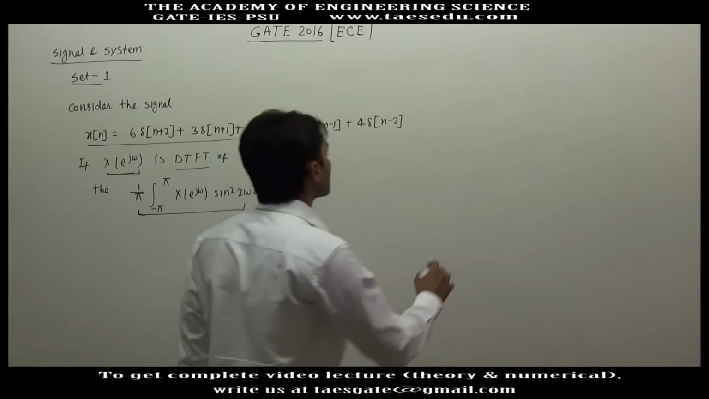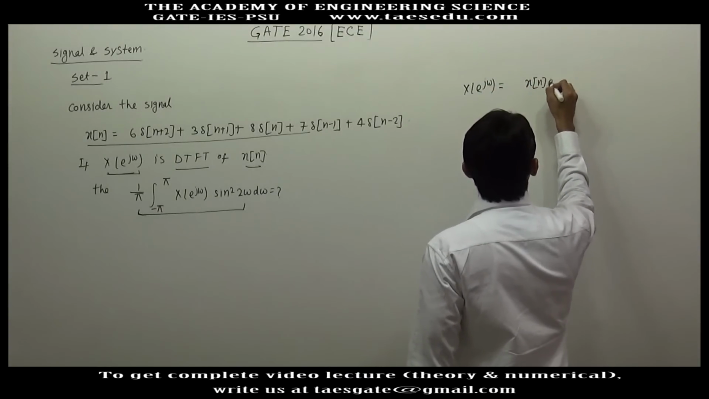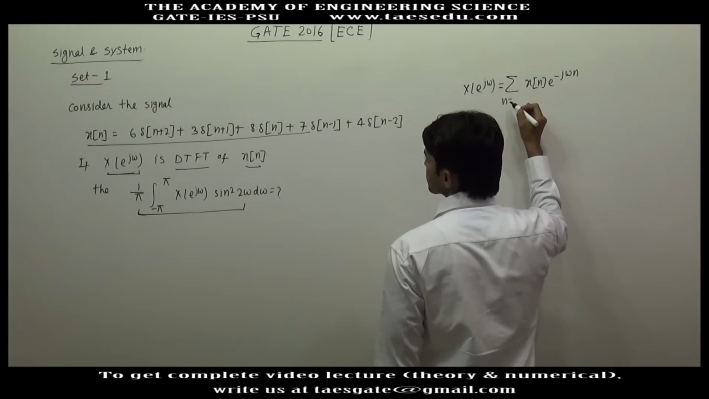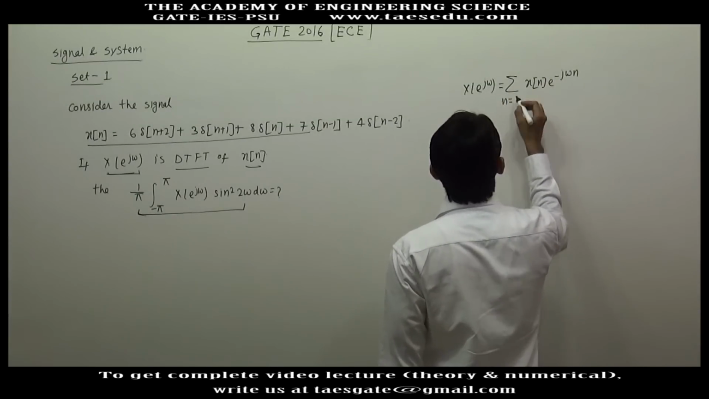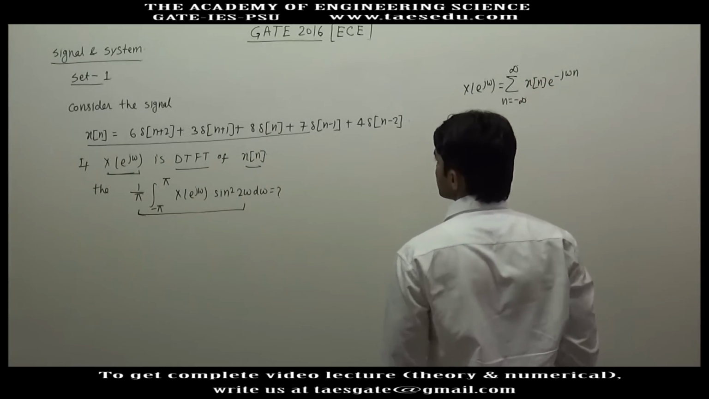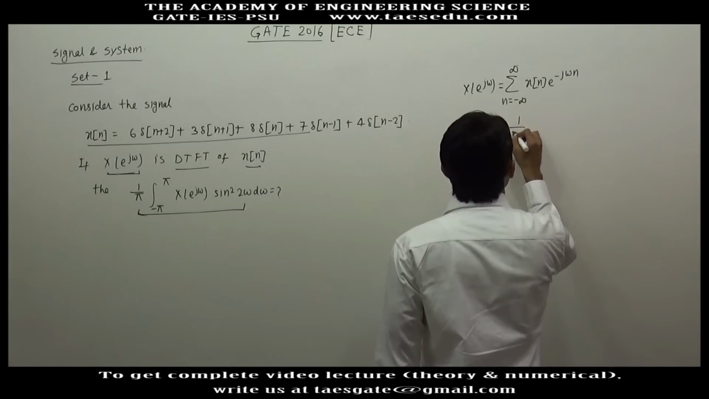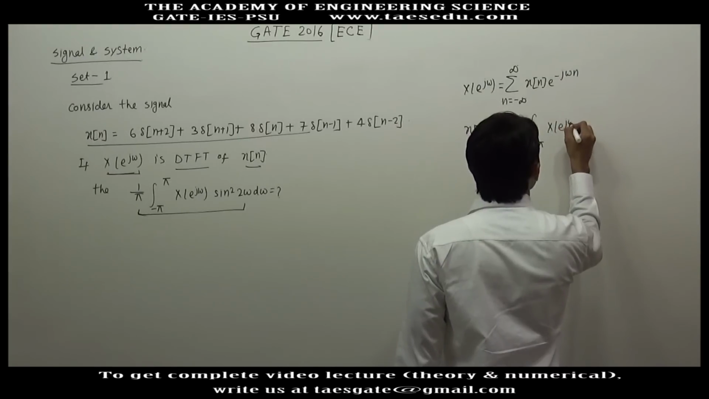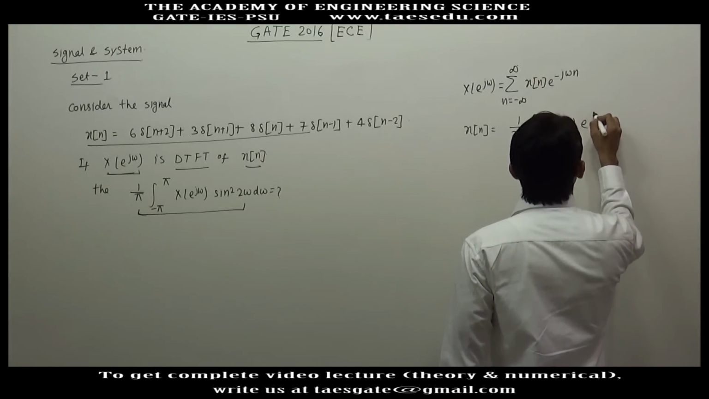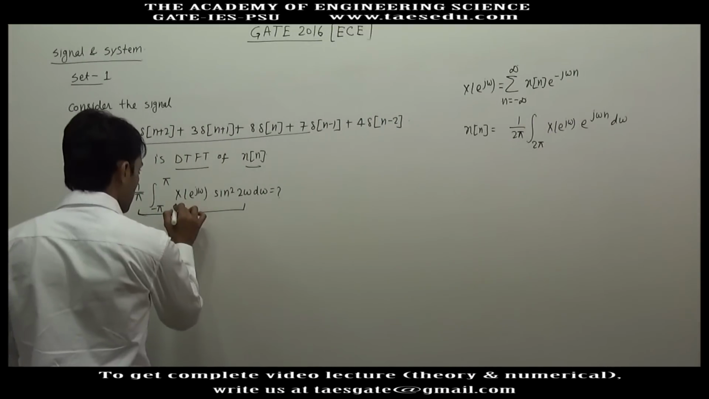In this type of question, we write the formula for X(e to power j omega). This is summation of xn e to power minus j omega n, with n from minus infinity to plus infinity. And xn is 1 upon 2 pi, integration over 2 pi, since the DTFT is periodic with 2 pi, of X(e to power j omega) e to power j omega n d omega.